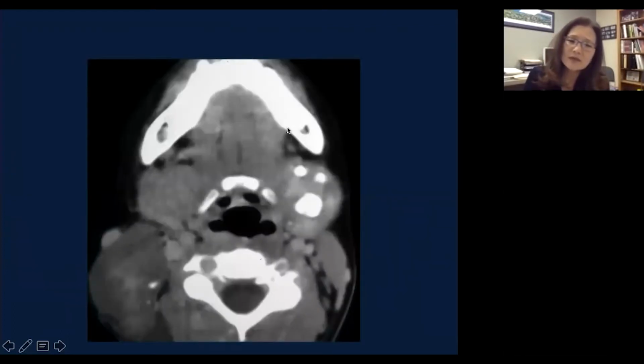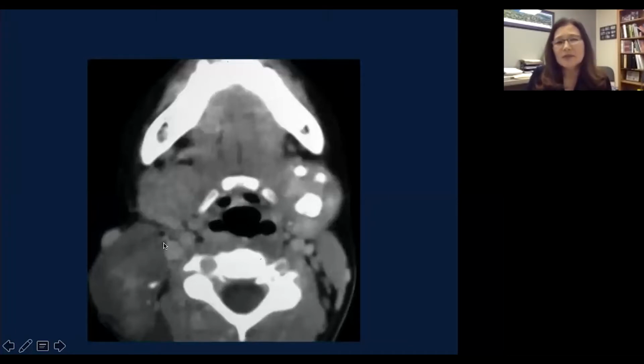When you see a mass in the submandibular region in an infant, again, think about hemangioma. This is a very common finding, particularly when you see multiple phleboliths, the calcifications. And this is a submandibular gland hemangioma with contralateral hemangioma involvement.